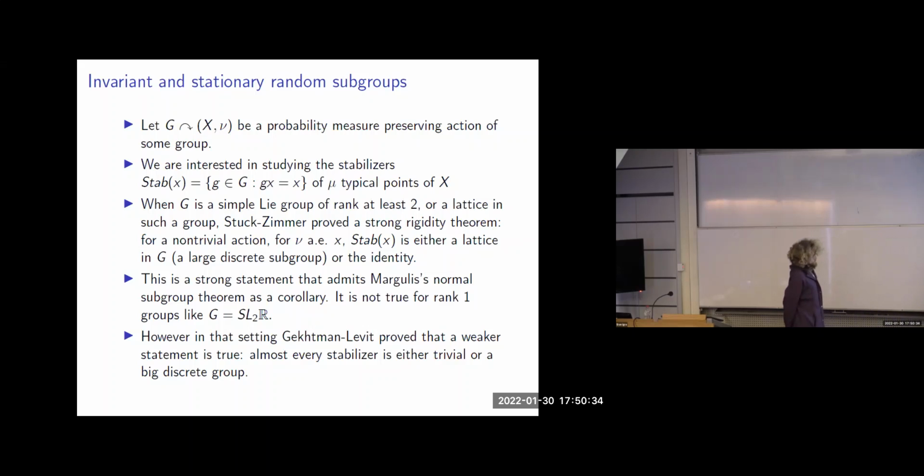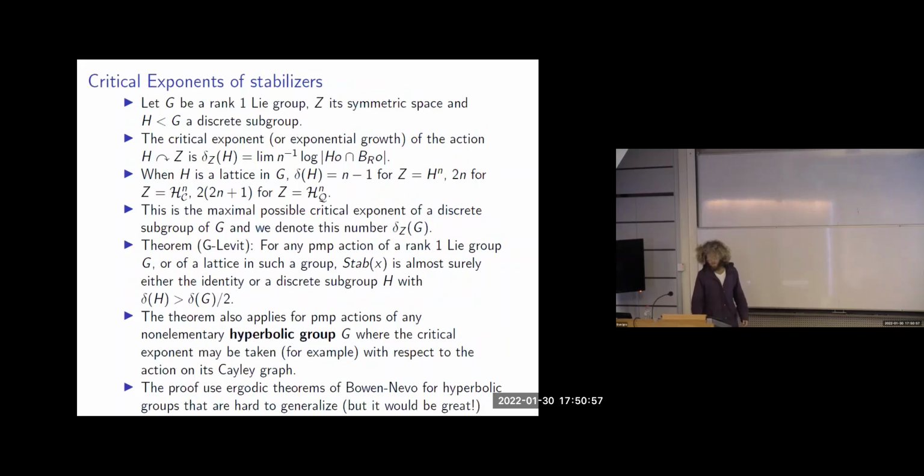So in that spirit, myself and Ilya proved a few years ago that a weaker statement with the same philosophy is true. If you have a measure preserving action of SL_2(R), almost every stabilizer is either a point or a big discrete group. To talk about what I mean by big, I have to talk about a notion of size of a group called the critical exponent. So let G be a rank 1 Lie group, and you can just think of SL_2(R).